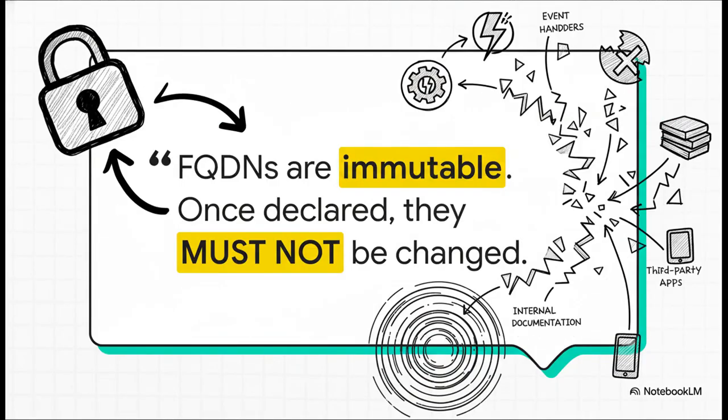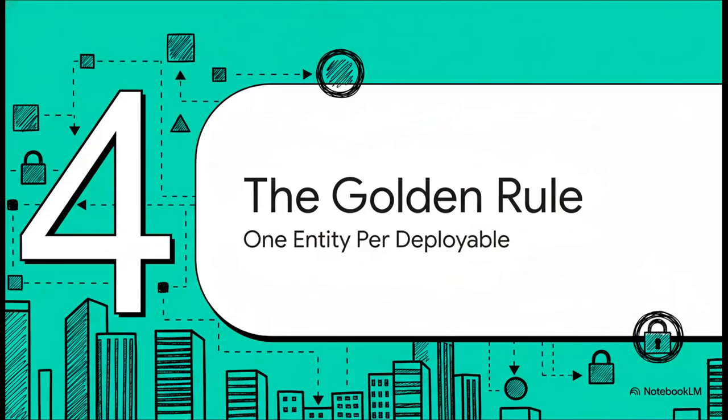And here is the absolute crucial point. An FQDN is permanent. Once you set it, you cannot change it, ever. Why? Because renaming it would create a catastrophic ripple effect. It would break everything: event handlers, webhooks, internal docs, third-party apps that depend on it. It's basically the digital equivalent of changing a major street name overnight without telling anyone. Total chaos.